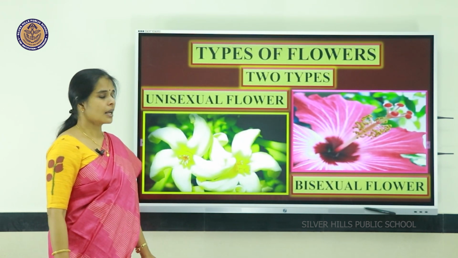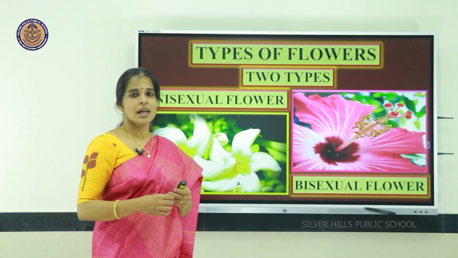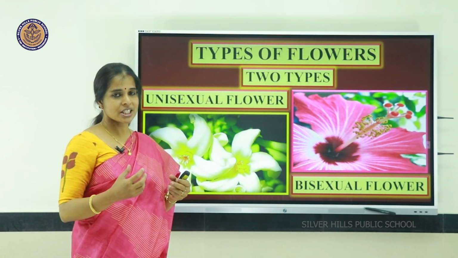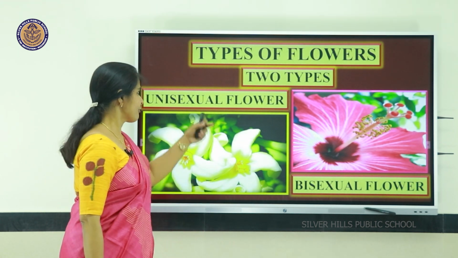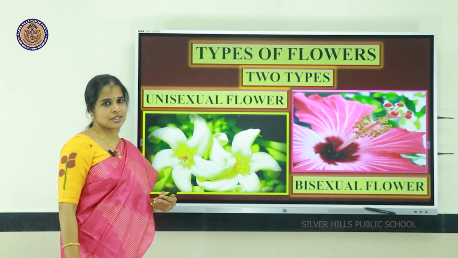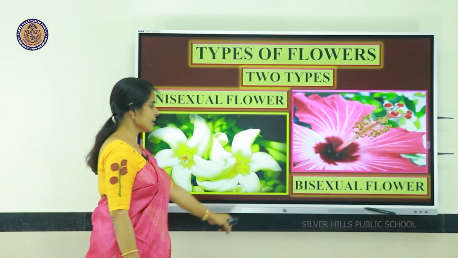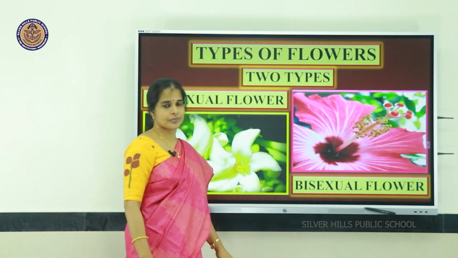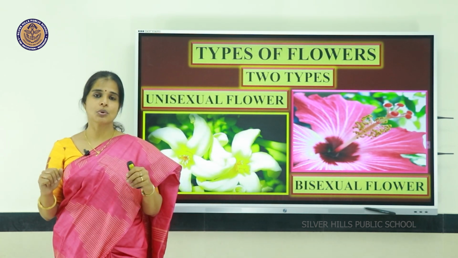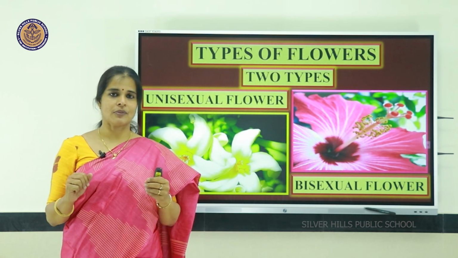Next, based on the arrangement of reproductive organs on a flower, flowers can be divided into two types. What are they? They are unisexual flowers and bisexual flowers. What is the difference between a unisexual flower and a bisexual flower?